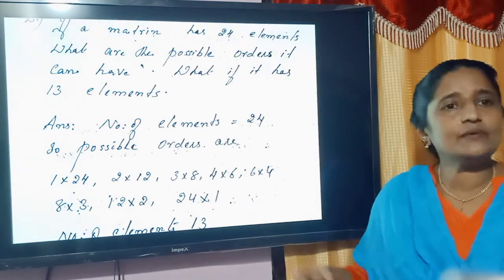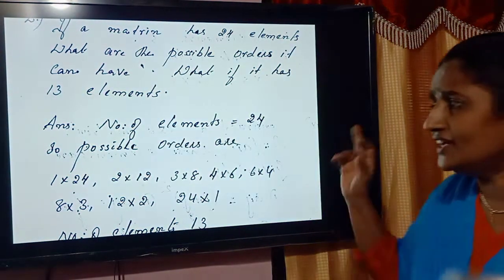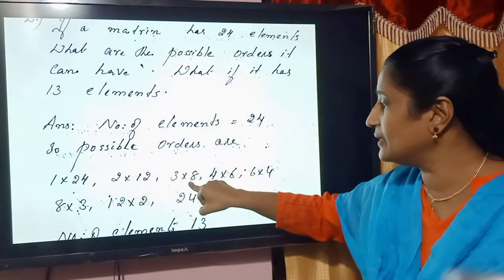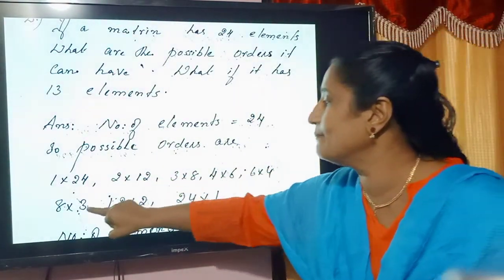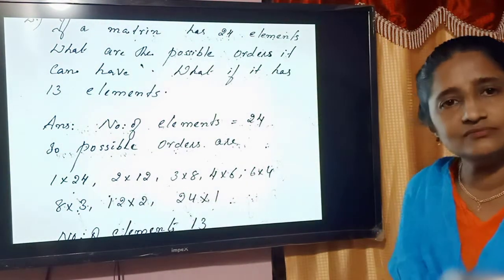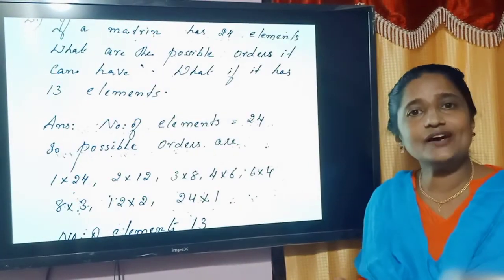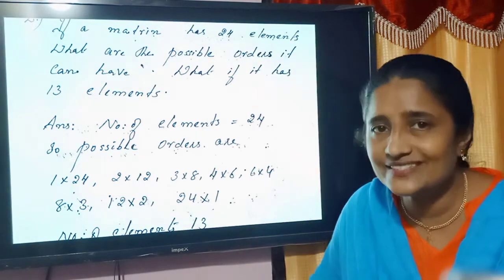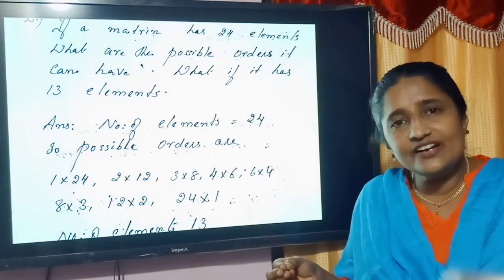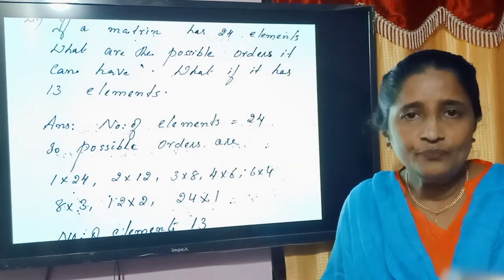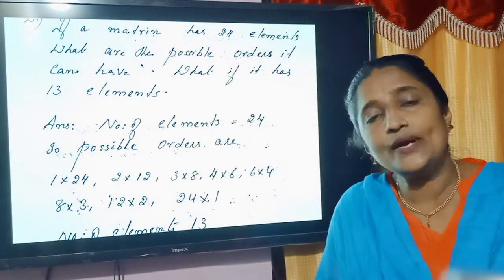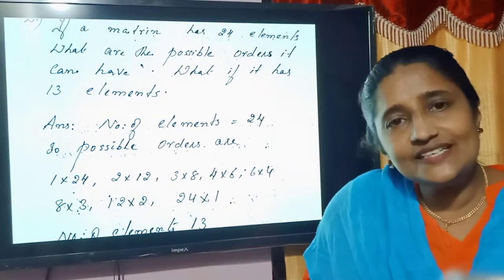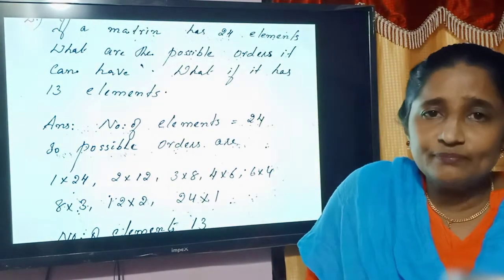Now, select the patterns of numbers. So, the orders are 1 by 24, 2 by 12, 3 by 8, 4 by 6, 6 by 4, 8 by 3, 12 by 2, 24 by 1. Did you understand how to find the order of the matrices if the number of elements is given? Take that particular number and select two numbers whose product is the number of elements. We can see that more than one pattern is there.